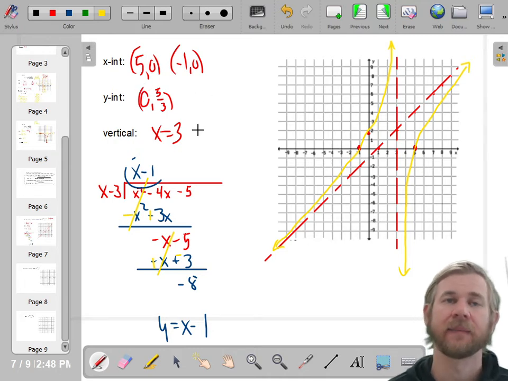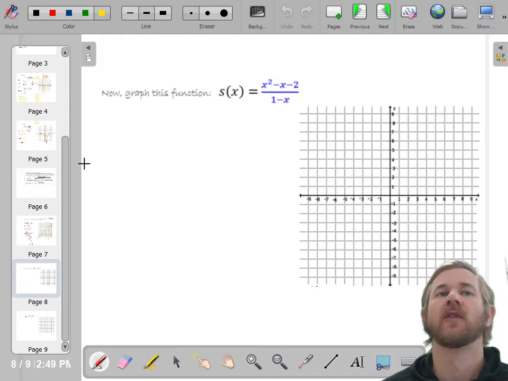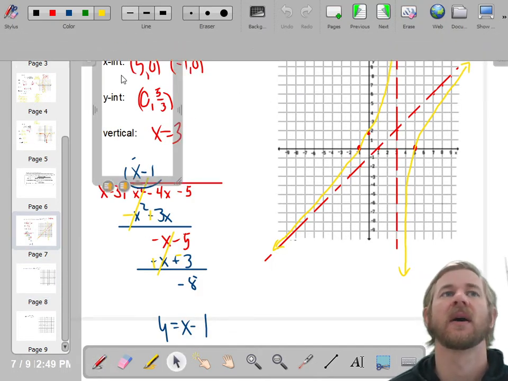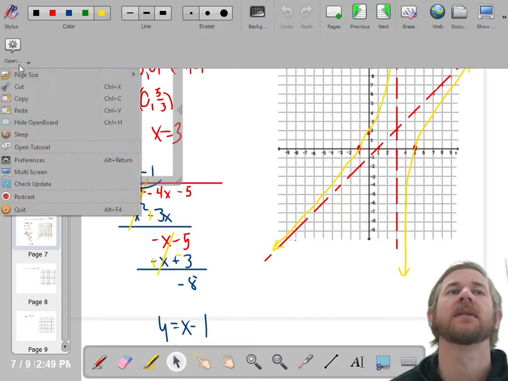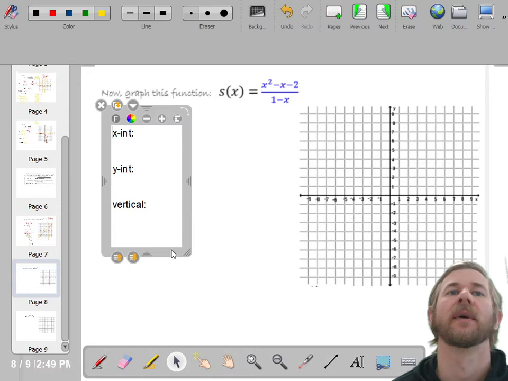So that's it. You do long division to get the equation of that slant, and then usually you can sketch it pretty easily. Let's try another one. So we're going to first do the same thing we did on the other page. So I'm going to steal this so I don't have to keep typing. Copy and paste. There we go.